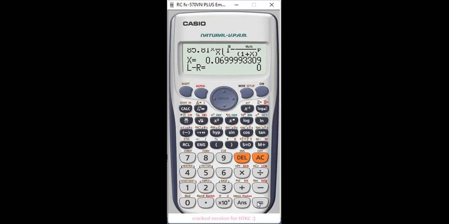See what is the rate of return here? You are seeing on the calculator screen it is 0.069999. It means that the rate of return is 7%. If you multiply this figure by 100, you will find the 7%. So for this problem, the YTM is 7%.